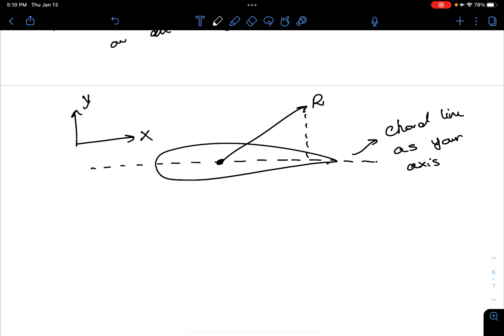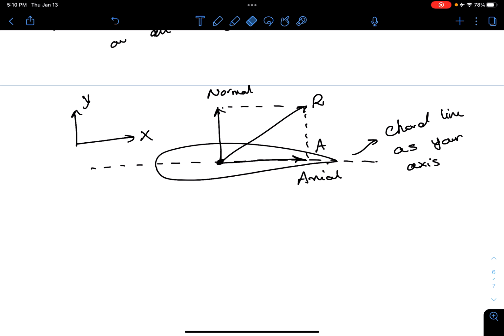If you do that, then we are going to call these forces axial force. We're going to use A. And this force we are going to call normal force. Okay? Or a more common type of analysis here is to use your flight path, essentially, as your base.